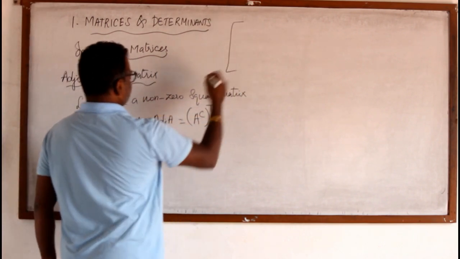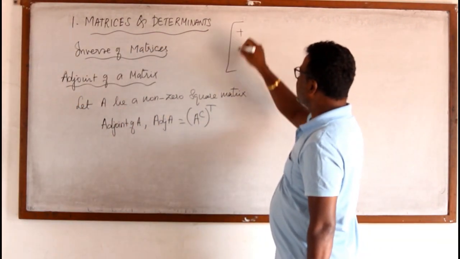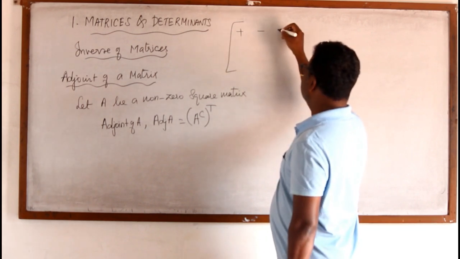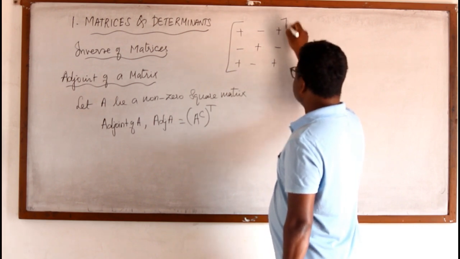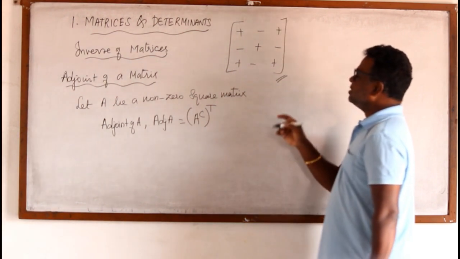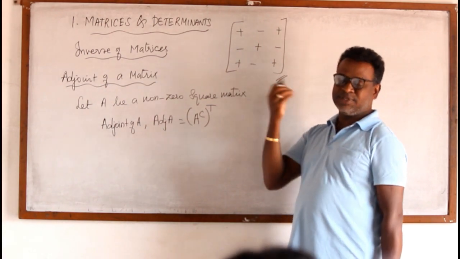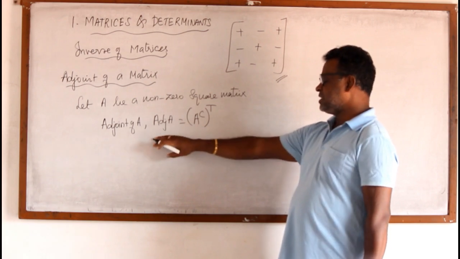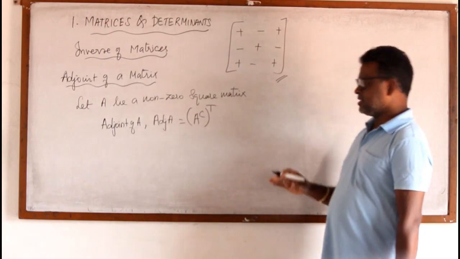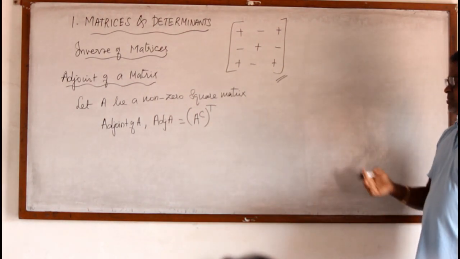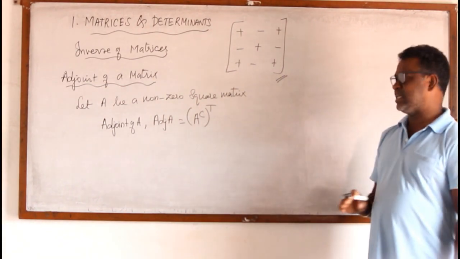Remember, if it is a 3 cross 3 matrix, then the elements will possess these signs: plus, minus, plus, minus, plus, minus, plus, minus, plus. So this we know already. Each element will be possessing this sign with them. So we must be knowing about these things while finding the cofactor of a matrix. I'll go straight to the exercise problem and tell you how to find the adjoint of a matrix by taking the exercise problem straightly.